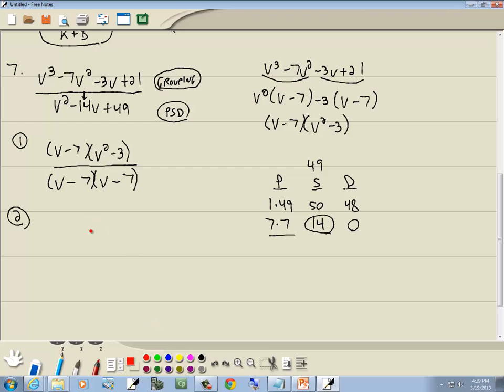Step 2, cancel if possible. Well, they both have a v minus 7, so those are going to cancel. And we're left with v squared minus 3 over v minus 7. And that's our answer. That doesn't factor down any further. The top part looks like difference of squares, two terms with a minus. v times v gives you v squared, but nothing times itself gives you 3. So that's where we stop.